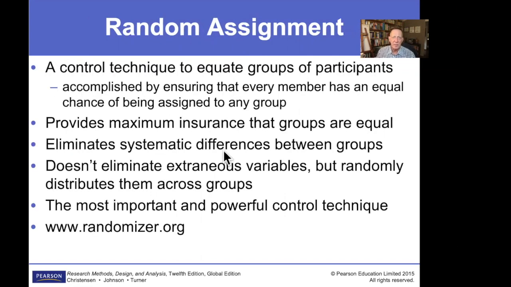Right, random assignment is a control technique. That's why we deal with this. A control technique to equate groups of participants. And why is it important to have similar treatment groups? Think of it. Why do we need similar treatment groups? And I'll come to the answer in a second. Accomplished by ensuring that every member has an equal chance of being assigned to any group. Provides maximum assurance that groups are equal. So the first prize, my friends, is always random assignment.